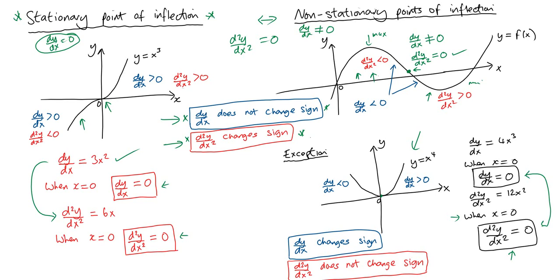Why? Because it doesn't obey these two rules. dy by dx is less than 0 on this side and then greater than 0 on that side. And also d2y by dx squared does not change sign, because it's actually a minimum: d2y by dx squared is greater than 0 on both sides. So it is not a point of inflection. It's not a stationary point of inflection. It's actually a minimum point.